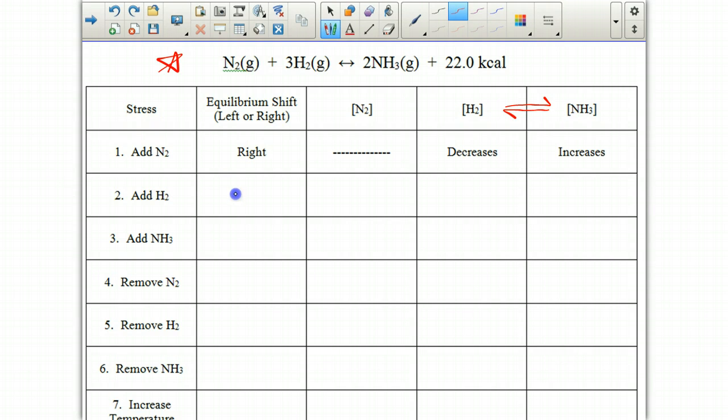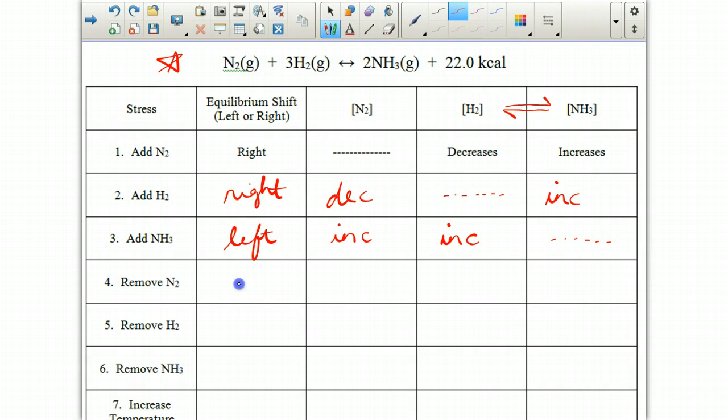If I add hydrogen, it's going to shift to the right. I'm going to draw a dotted line here because this was the stress. I added hydrogen, so I don't want to include it in my increase and decrease. However, everything on the left-hand side, since I'm shifting toward the right, everything over here will decrease and everything over here will increase. If I add ammonia, so ammonia is my stress, it's going to shift the system to the left, and that's going to cause this to increase and this to increase.